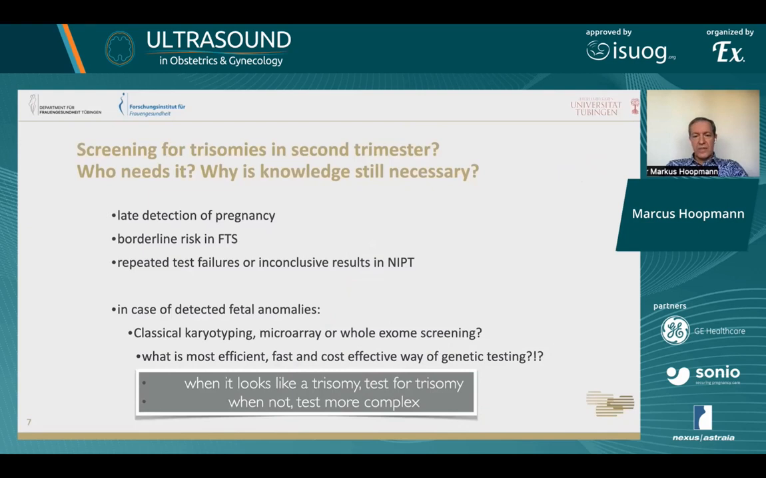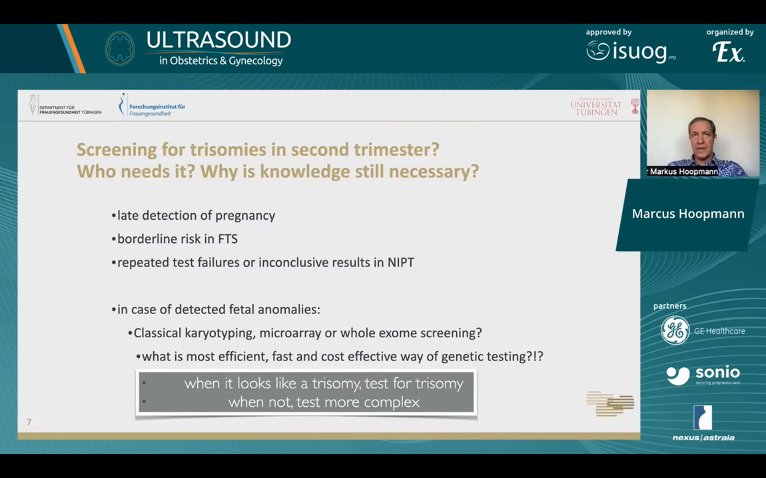So what are the reasons to screen for trisomies in the second trimester? Who needs it, and why is knowledge still necessary? There is a small minority of patients with late detection of pregnancy, with borderline risk in the first trimester screening where you want a second-line test, or with repeated test failures or inconclusive results, which can lead to a scan in the second trimester.